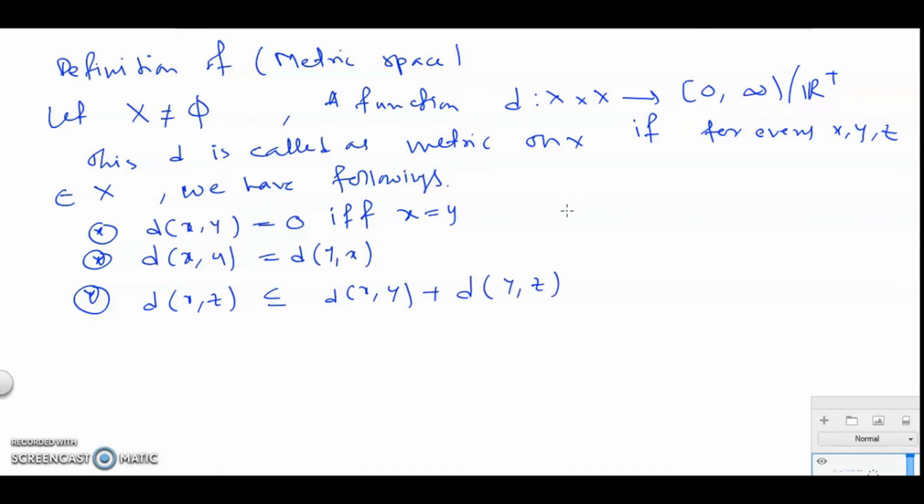How did this come? You know that in triangles, in our earlier days we have studied, suppose this is a triangle. In a triangle what have we studied? We have studied that the sum of any two sides is always greater than or equal to the length of the other side. So suppose this is x, suppose this is z, and suppose this is y. Now the distance between x to z is always less than or equal to the distance between x to y plus the distance between y to z. It came directly from the triangular concept.